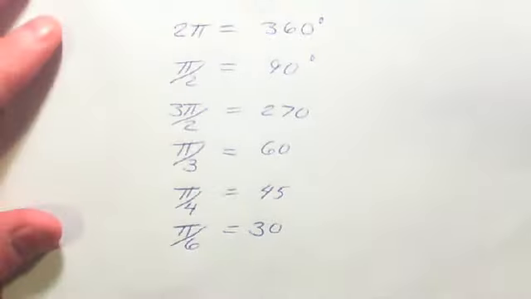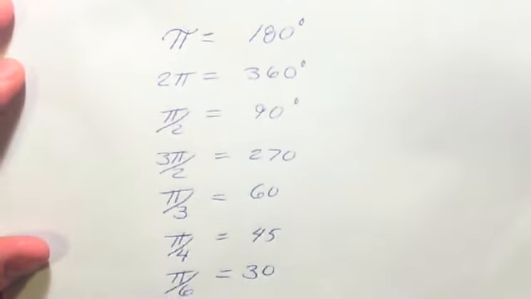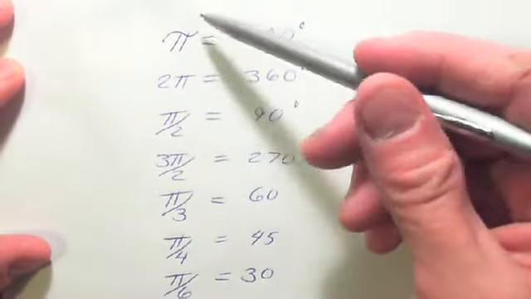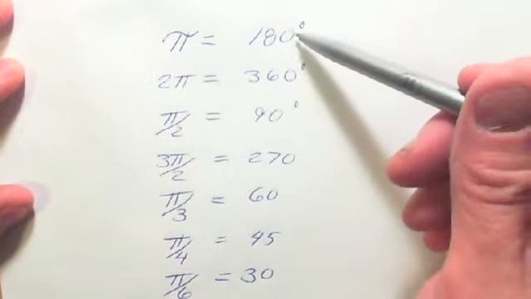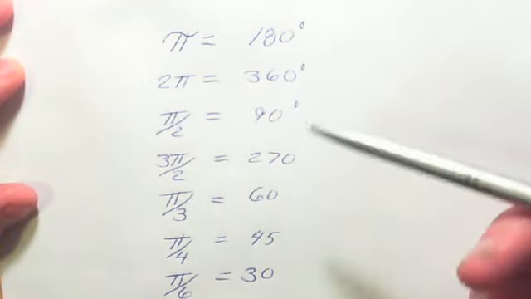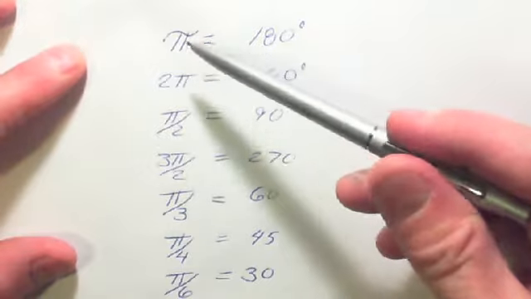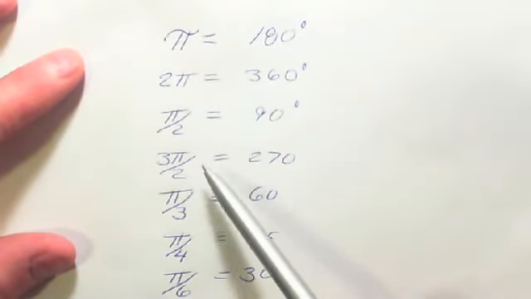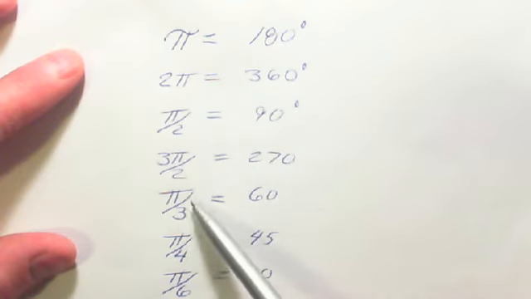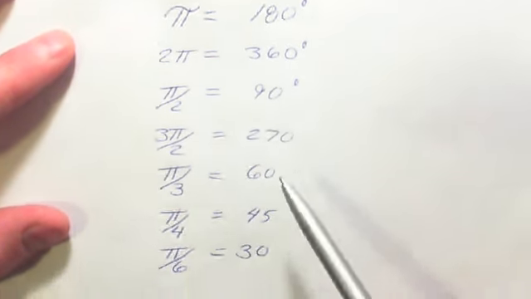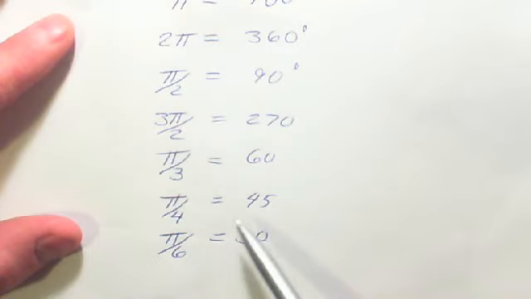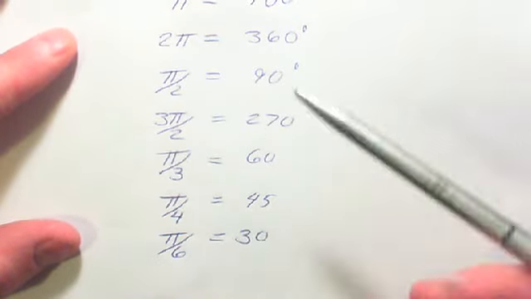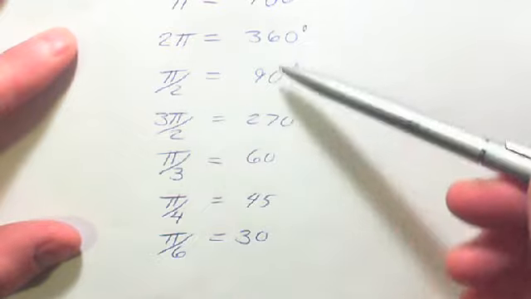It's very important that you know these angles here. You need to know that pi is the same thing as 180 degrees, and you can derive every one of these. So if you double the pi, you're going to have to double the degree. Pi over 2 is the same as 90. 3 pi over 2 is the same as 270 degrees. Pi over 3 is the same as 60. Pi over 4 is the same as 45, and pi over 6 is equal to 30. Again, these angles are exactly the same thing. These are in radians, these are in degrees.